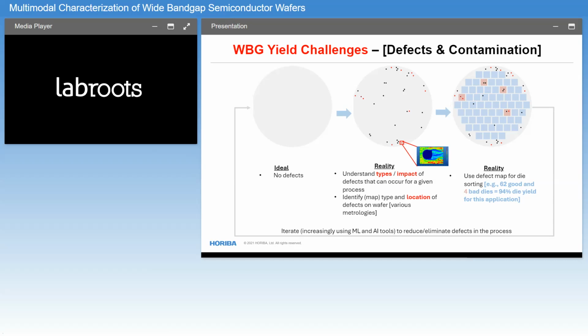The goal, of course, is to use whatever was learned during each of these steps to improve the process the next time around in the ever-present drive for yield optimization.